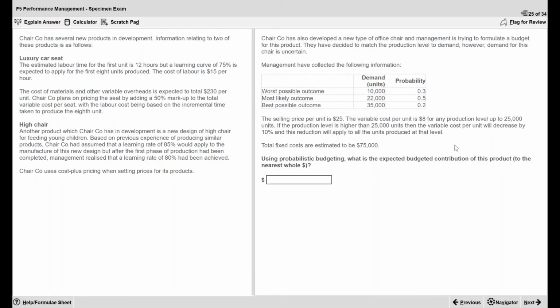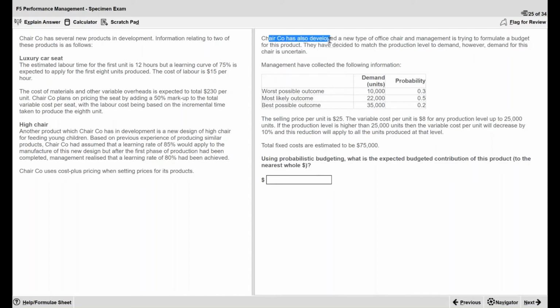Okay, using probabilistic budgeting, what is the expected budgeted contribution of this product to nearest dollar? Remember, probabilistic budgeting is when we prepare budget based on expected values, when there is no 100% output and we have different outputs with different probabilities, we find expected value, that would be probabilistic budget.